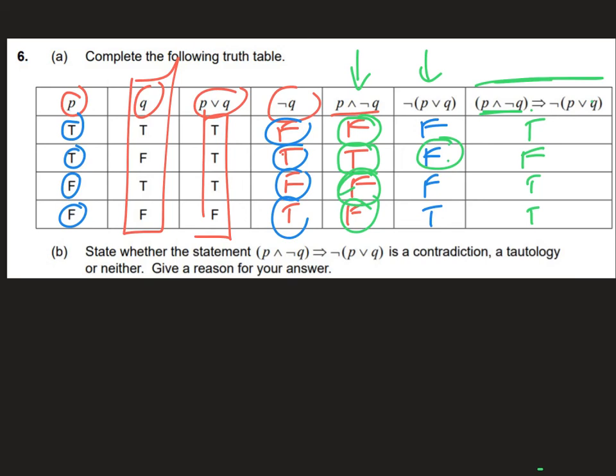So that is going to be the truth table, and in part B we're asked to state whether this statement in this column here is a contradiction, tautology, or neither. A logical contradiction would have all false, a tautology would have all true, and we can see that clearly we've got a mixture here, so the answer is going to be neither.